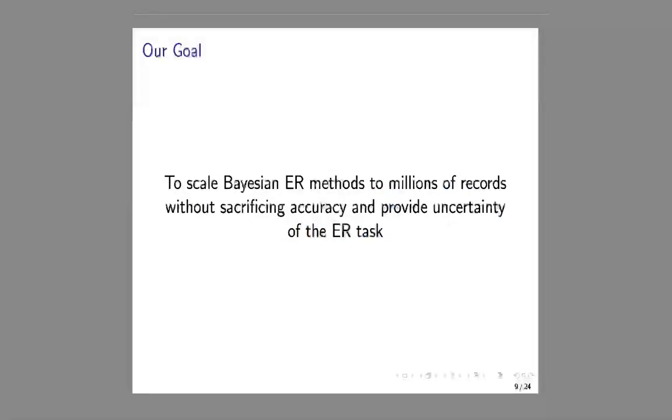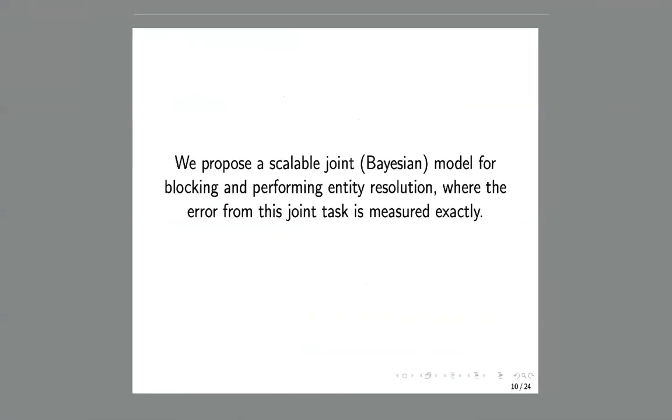So our goal of this paper was to scale Bayesian entity resolution methods to millions of records. And we really didn't want to sacrifice accuracy, and we wanted to at the same time provide uncertainty of the entity resolution task. And this ended up being very difficult to do. So what we end up proposing is a scalable joint Bayesian model for blocking and performing entity resolution where the error from this task is measured exactly.